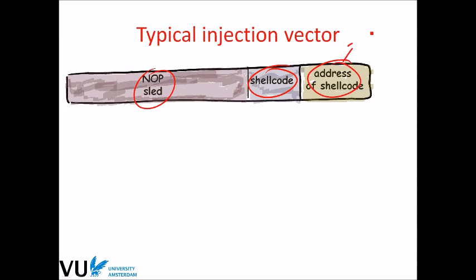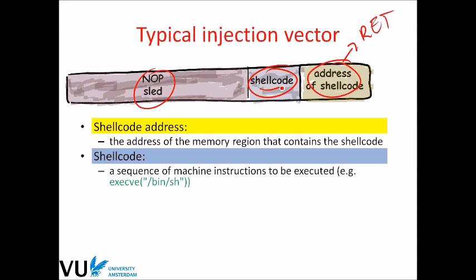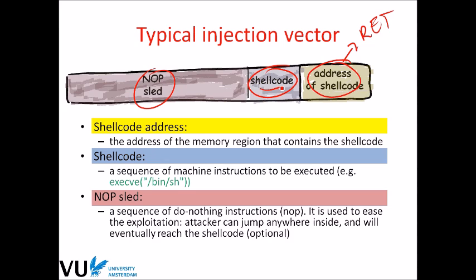Clearly, the address of the shellcode is what you want to have in your return address. So this will have to go into your return address. This is the stuff that you want to execute, and this is a bit of NOP code, no operation code. So the shellcode address is the address of the memory region that contains the shellcode. The shellcode itself is the sequence of machine instructions. Typically, perhaps you want to execute a shell, that's why it's called shellcode. And the NOP slide is a sequence of no operations.